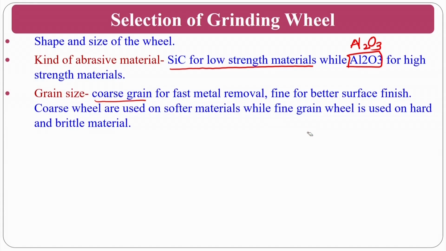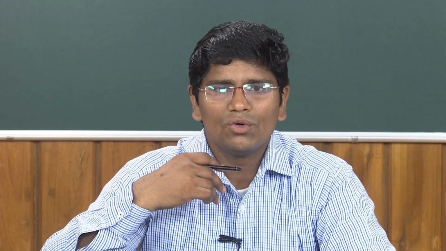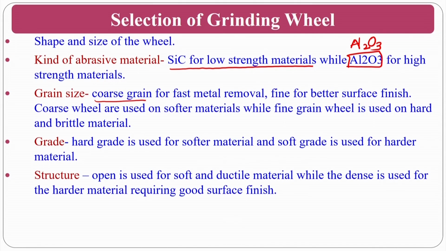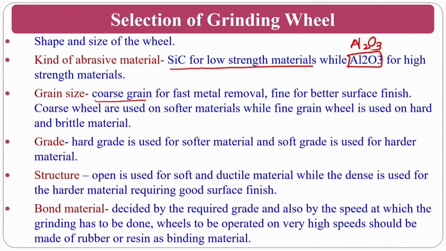So, depending on your application, you have to choose the grain size. Grade, depending on your requirement. If you want to grind a hard workpiece material, you have to go for a soft grade; for a soft material, you have to go for a hard grade. Why? We will see in the upcoming slides. The structure: whenever you want to remove a soft material, you have to go for an open structure. Whenever you want to remove a hard material, you have to go for a dense structure. Okay. So, why and all those things we will see in the next one.